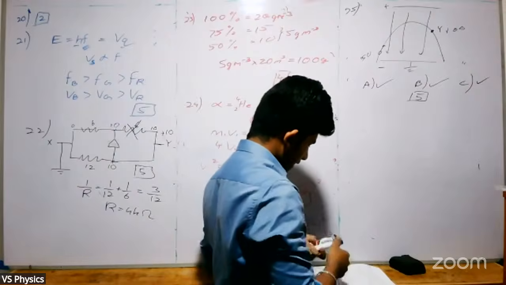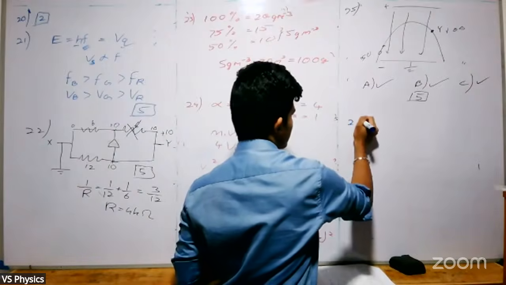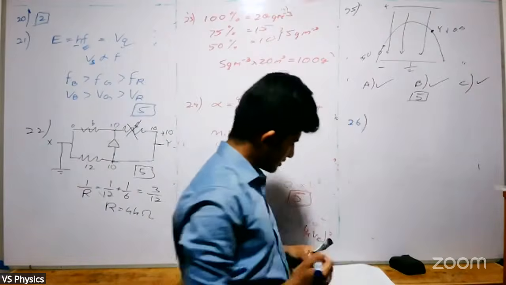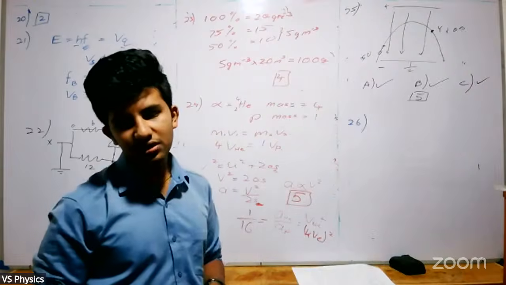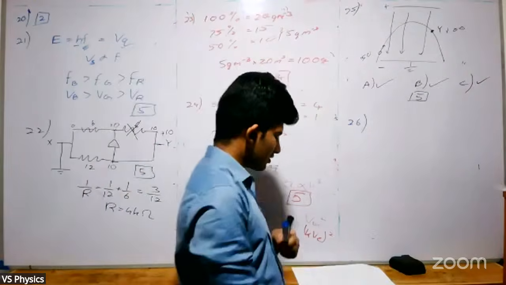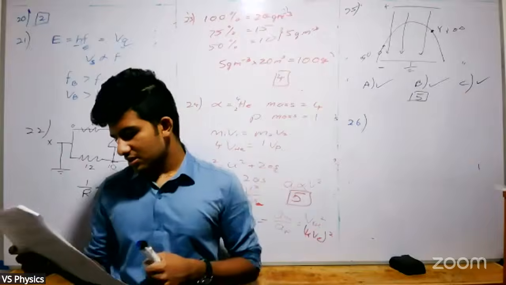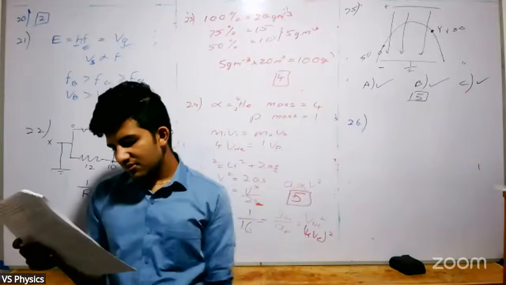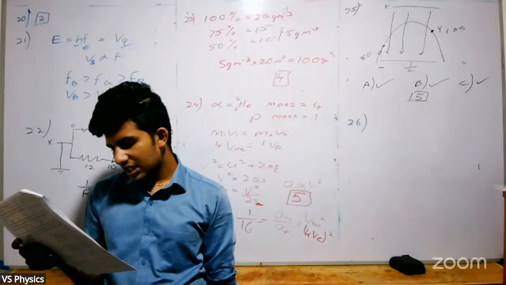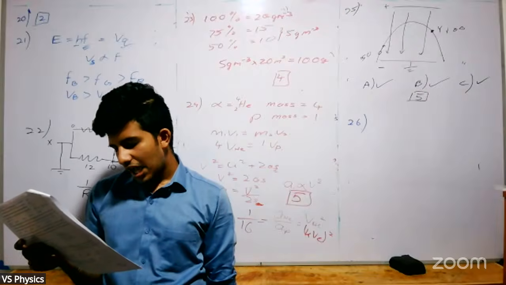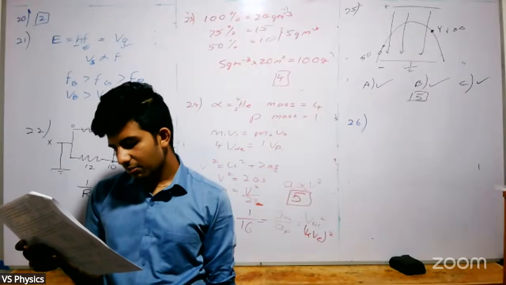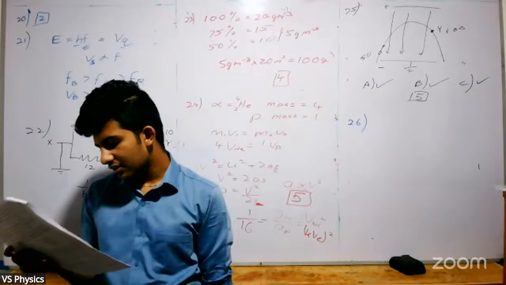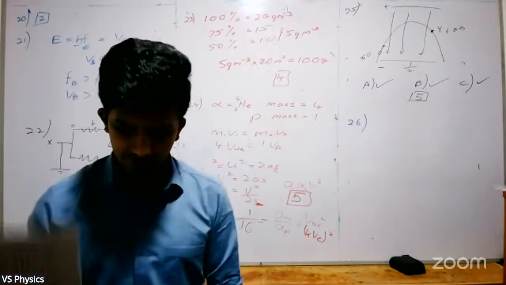26. A kettle of mass 0.6 kilograms contains 2 kilograms of water at temperature 30 Celsius. They are given the specific heat capacity of kettle and water and the power rate. They are asking for time.